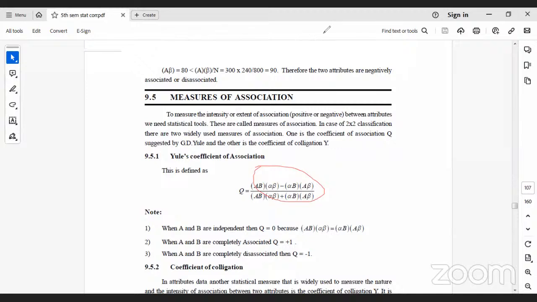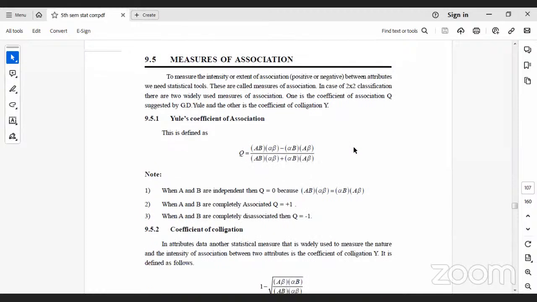Yule's coefficient. When A and B are independent, then Q is equal to 0, that is, AB alpha beta is equal to A beta alpha B. When A and B are completely associated, Q is equal to +1. When A and B are completely dissociated, Q is equal to -1.